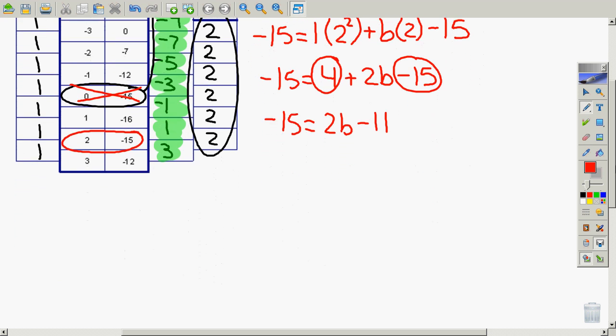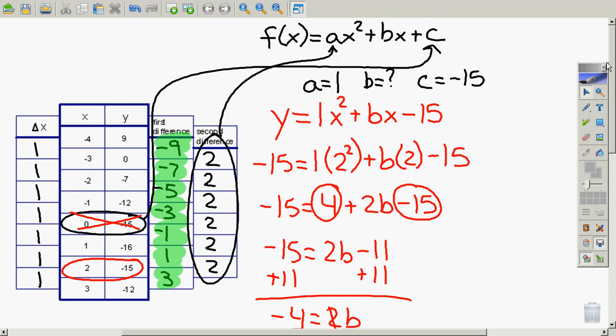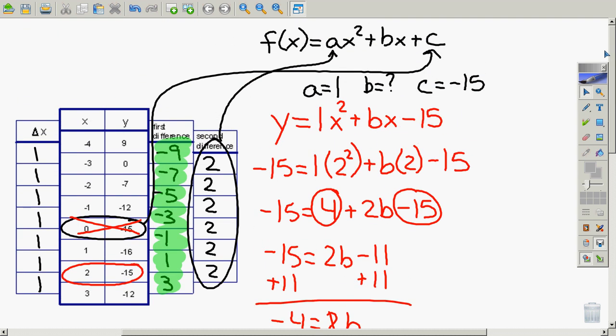And when we solve it, we would just add 11. Add 11, we'd get negative 4 equals 2b. Divide both sides by 2. And we end up with b is negative 2. Okay? So now that we know that b is negative 2, I can go up to the very top here. And now we know b is negative 2.